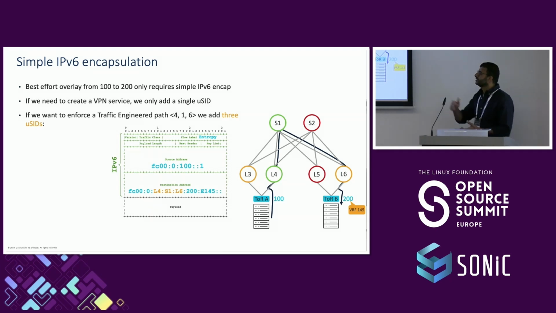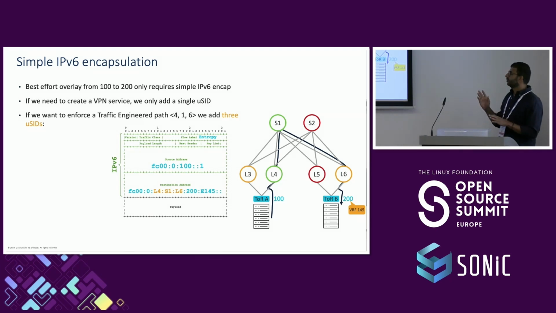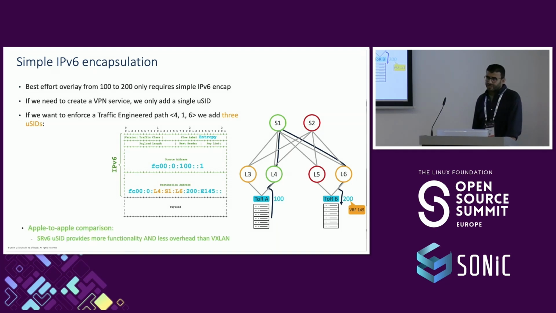So you can even read the destination. With SRv6, go to node 4, then node 1, then go to node 6, and then you go to node 200, and basically you execute the VPN. So you can also do all sorts of traffic engineering that you need in the data center without the need to add any new header. So on an apple-to-apple comparison, SRv6 can provide exactly the same as what you have and much more, with actually less overhead.